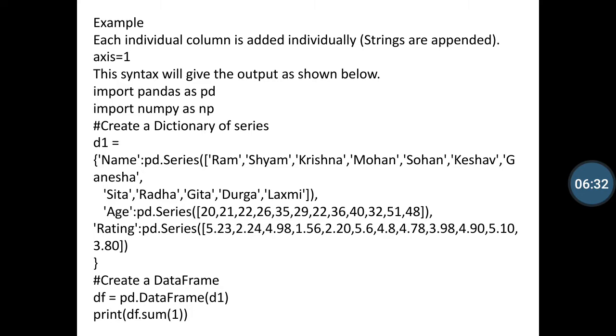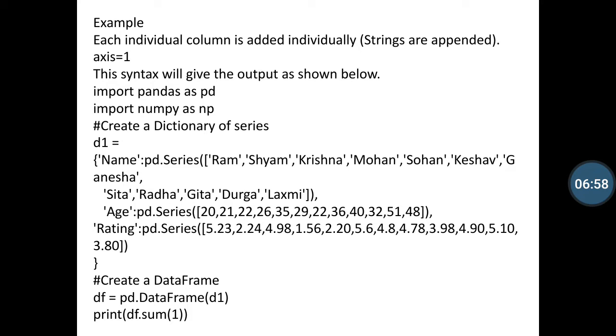So I am writing the code. Import both libraries, then create the series as per the previous slide. A dictionary-like data structure, variable d1, is created having values name, age and rating, and create data frame df equal to pd.DataFrame, and then put the d1 and then print.